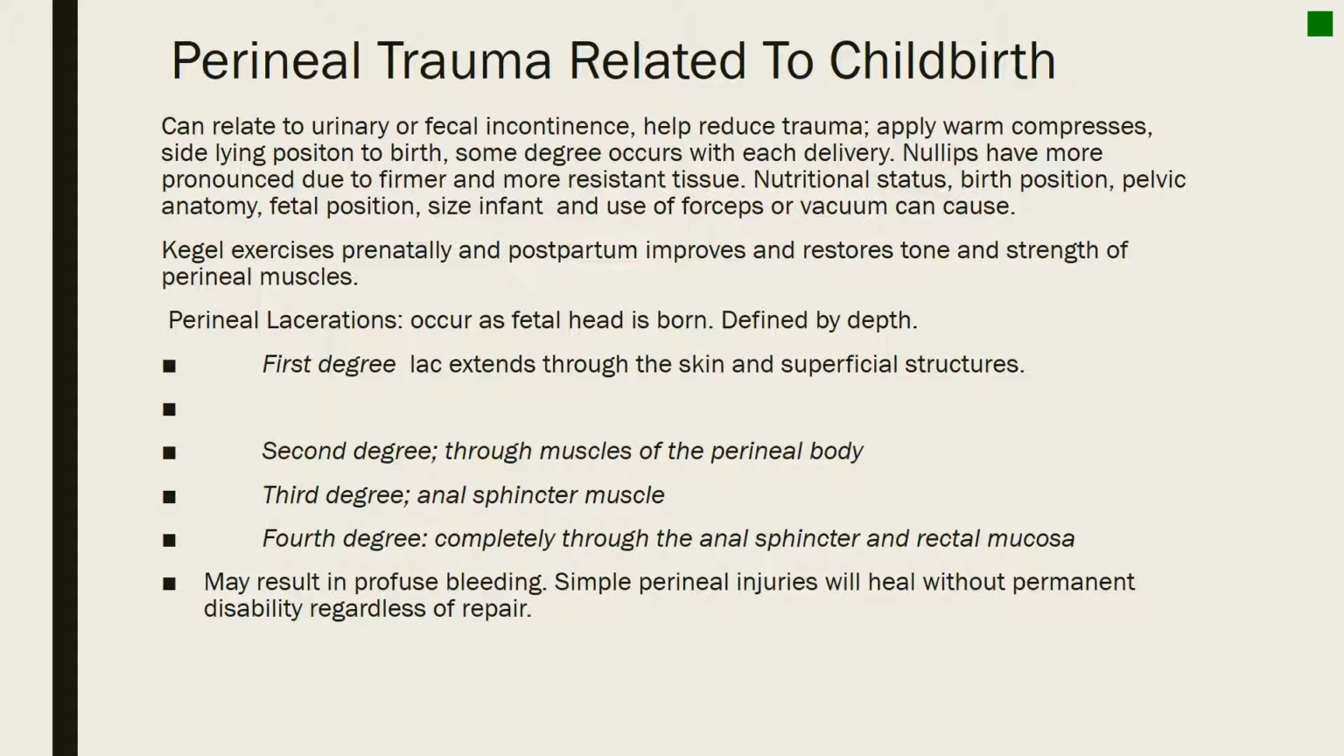First degree lac extends through the skin and superficial structures. Second degree, through the muscles of the perineal body. Third degree, through the anal sphincter muscle, and the fourth degree completely through the anal sphincter and rectal mucosa. This may result in profuse bleeding. Some perineal injuries will heal without permanent disability regardless of repair.